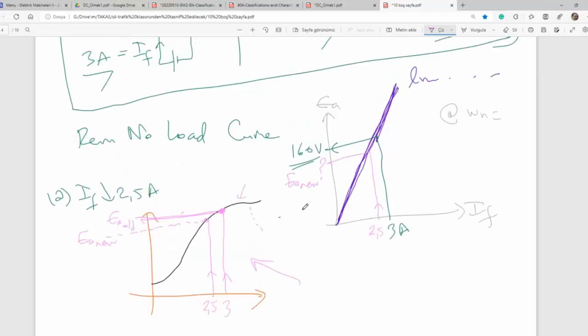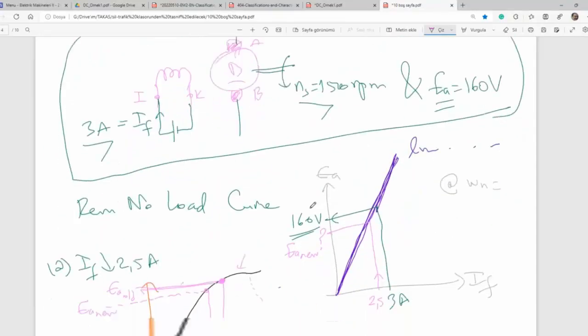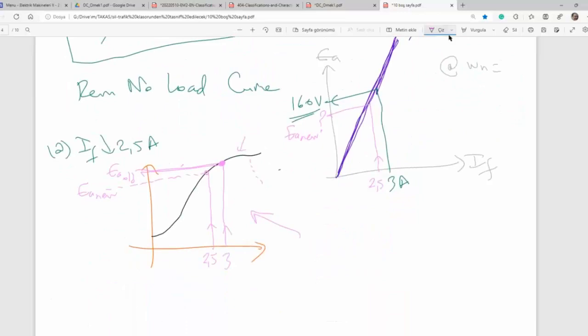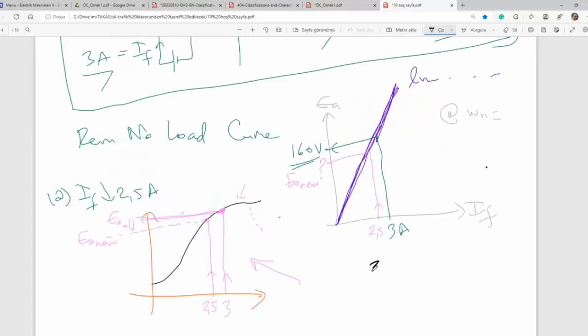Okay, now let's answer the question. It is very easy. Let me make my pen thicker. EMF is equal to Ka times flux times speed.